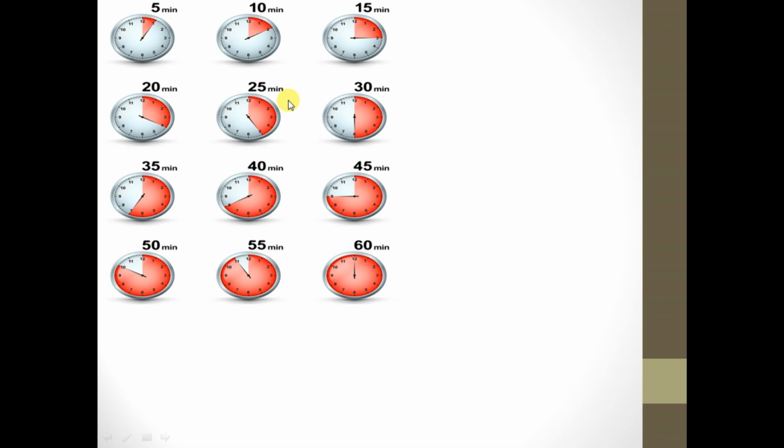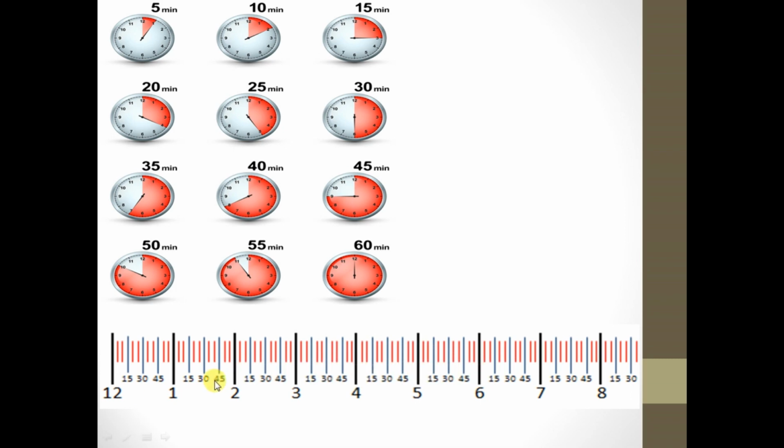We can measure time interval by reading the analog clock and reading how many minutes are the difference between the starting time and the ending time. Like here, for example, it could be 5 minutes, or 10 minutes, or 15 minutes, or 20, or 25, 30, 35, 40, 45, 50, 55, and 60 minutes.